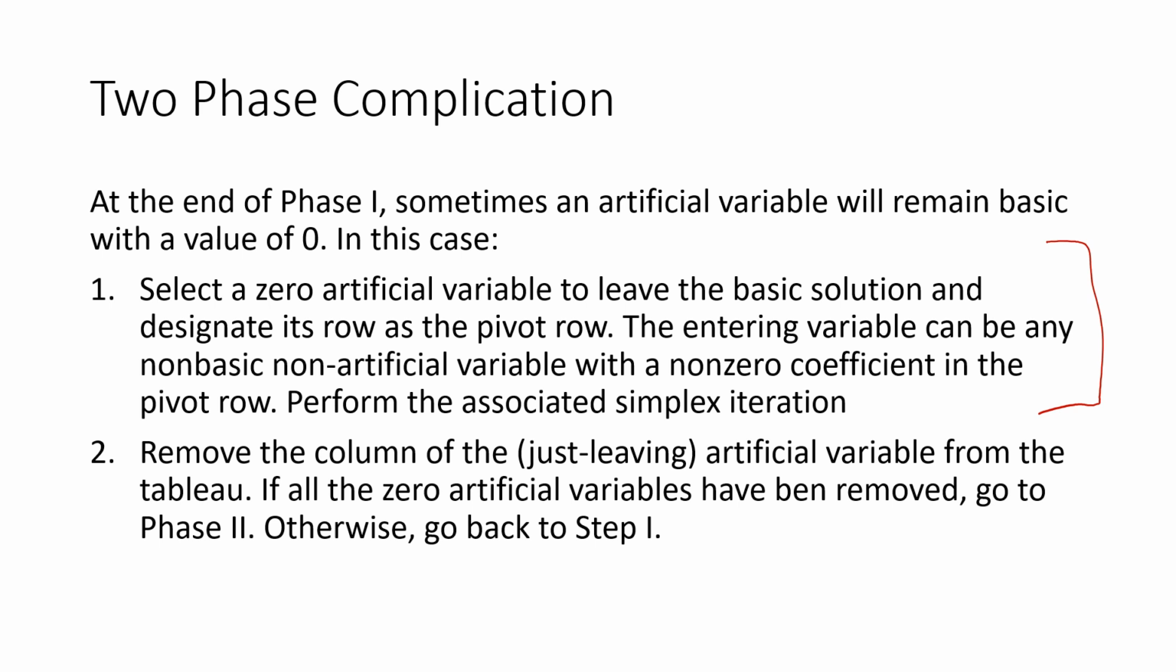Then, once you've done that, you can take that column right out and rewrite your tableau. If all of your artificial variables are non-basic, you're good. You're finished with phase 1 now. If you still have an artificial variable that is basic, you have to do this process again. You just keep doing this until all of your artificial variables are non-basic, out of that left-hand column. So this is just a complication that comes up every once in a while.